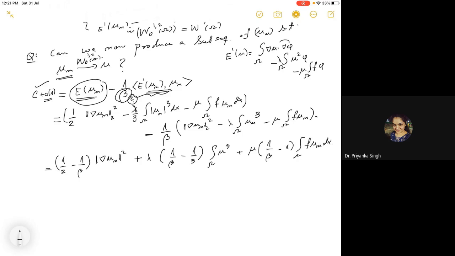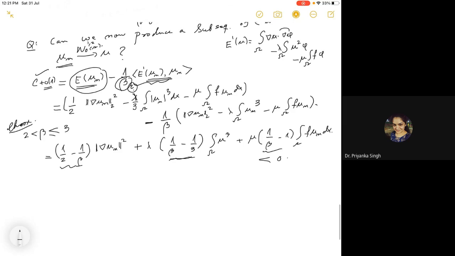Okay, so from this, I'll demand that this guy is positive. So I'll choose beta to be greater than 2. And for this guy to be positive, I'll choose beta to be less than 3. I can even choose it equal to 3, in which case this will just vanish. I don't care. So choose beta to be this. Okay, and this term is negative. So this is a positive term. This is a positive term.